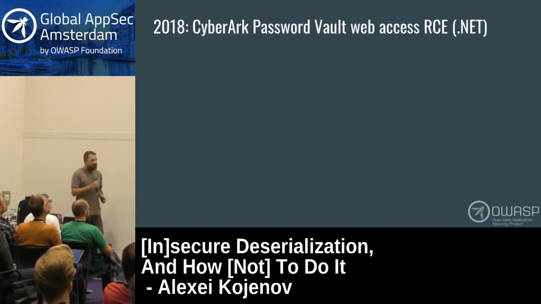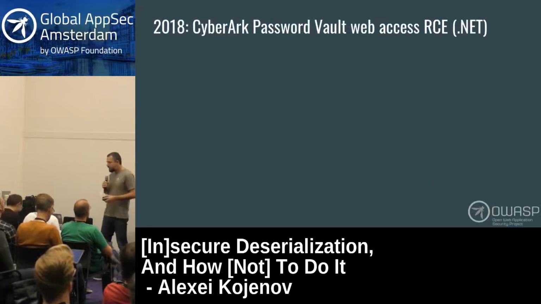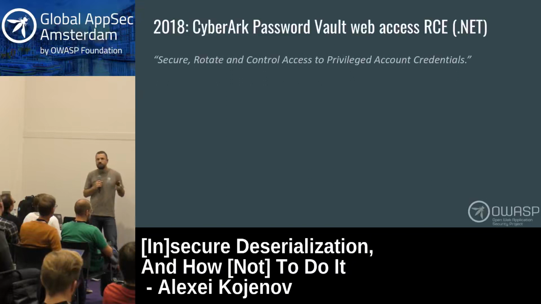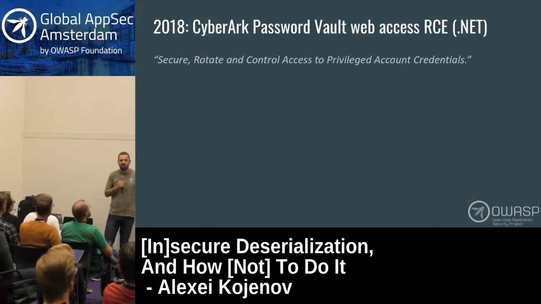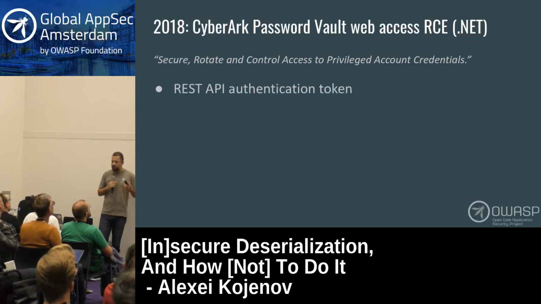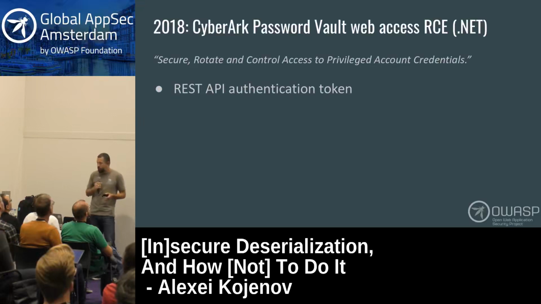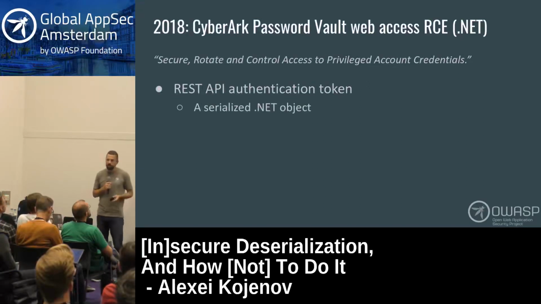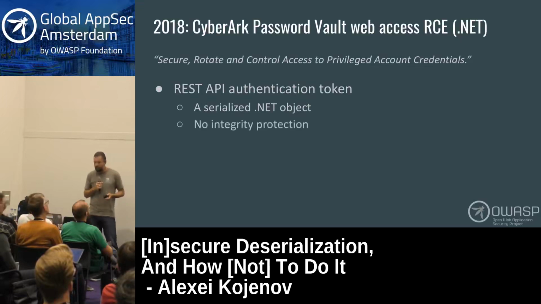Okay. No more Java. Let's talk about .NET. CyberArk, if you don't know what it is, is a product. It's like your enterprise level password manager, right? So this is the quote from their website. They help you secure, rotate, and control access to privileged account credentials. Very important stuff. And they have this useful REST API for automation and I don't know what else. But it's authenticated, of course. The authentication token happens to be a serialized .NET object. And there's nothing wrong with that, as long as it's done right. But it had a couple of issues.